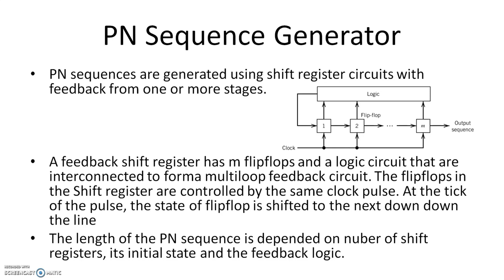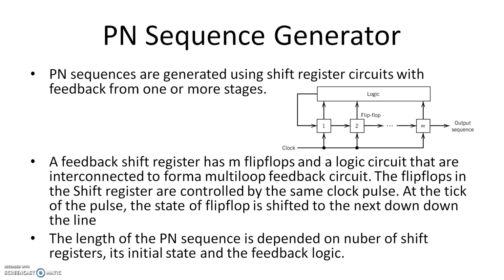Now what does it consist of? As shown in the figure, it consists of a series of flip-flops. So it is basically a shift register, and the output of the shift register is given to a unit called logic. So that logic actually acts as a feedback. You can see that the output of the logic is given back to the first flip-flop. So this logic is called feedback logic. You can see there are m flip-flops, and the output of the mth flip-flop is the output sequence. The outputs of the other flip-flops are given back to the logic, which forms the feedback.